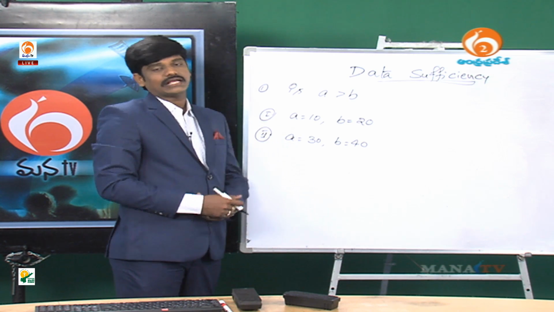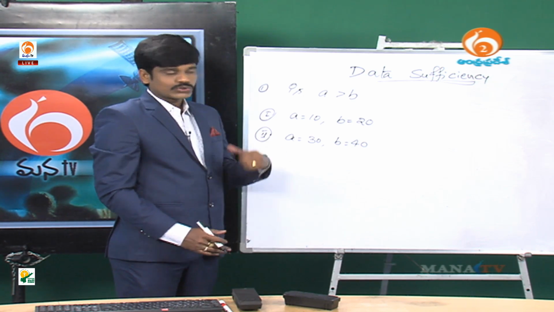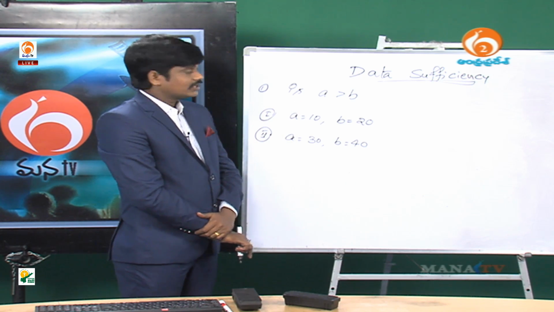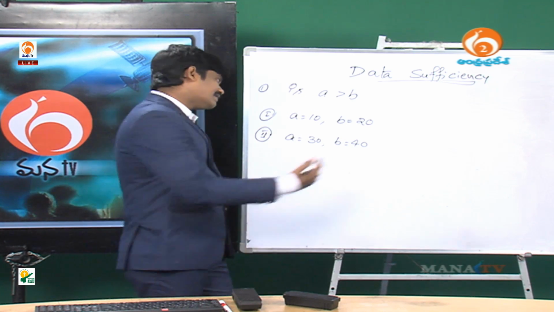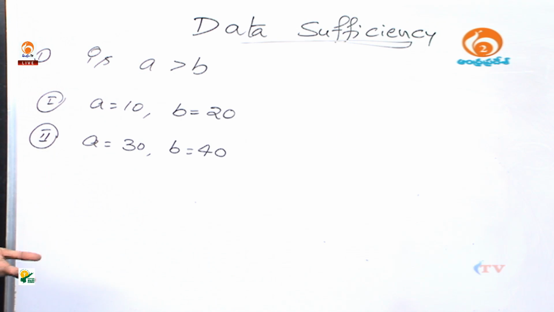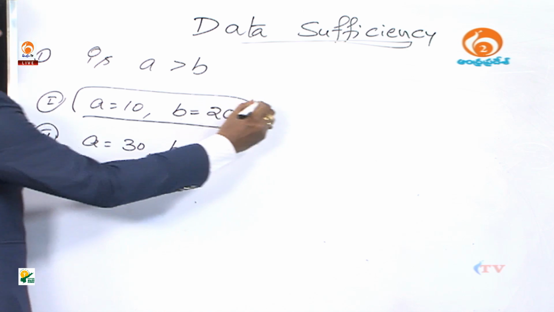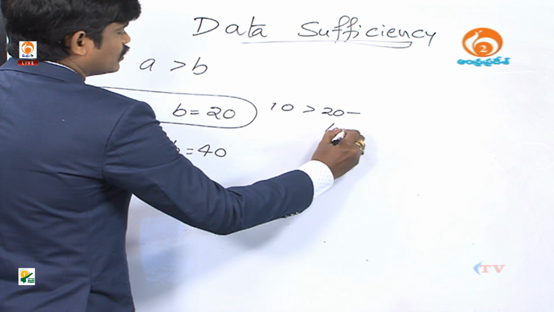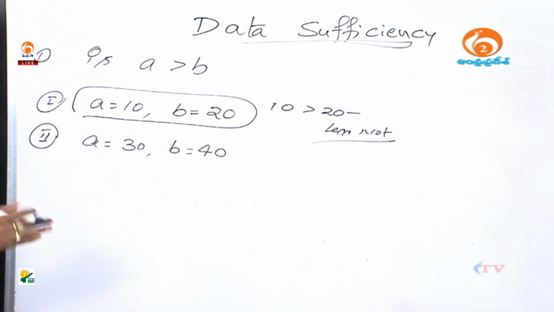Whether you can conclude that the answer is either yes, A is greater than B, or no, A is not greater than B. So definitely you can conclude either yes or no, that is our answer. There is no need for the answer to be every time that A is greater than B, maybe it is less. They are asking only whether it is greater than or not. So by using the first conclusion, A value is 10 and B value is 20. Here it is less, so it's not greater. From the first conclusion you can conclude that A is not greater than B.